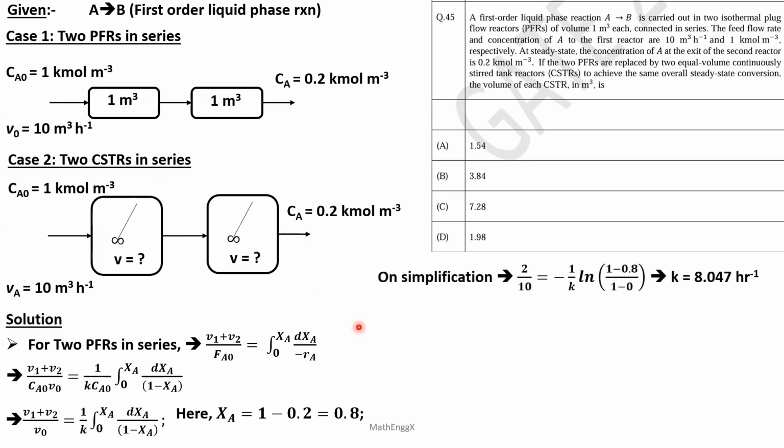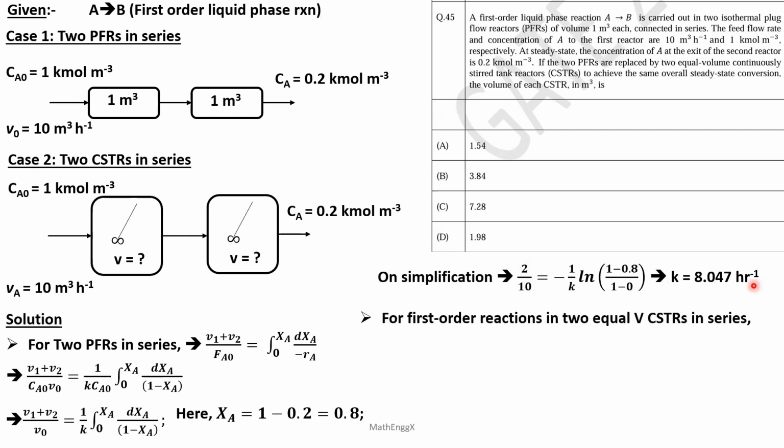So further simplification and integrating the expression, we get the sum of two volumes, which is 1 plus 1, divided by V naught, which is given as 10, is equal to minus 1 by K ln (1 minus 0.8) by 1. So on simplification, we get K as 8.047 hour inverse.